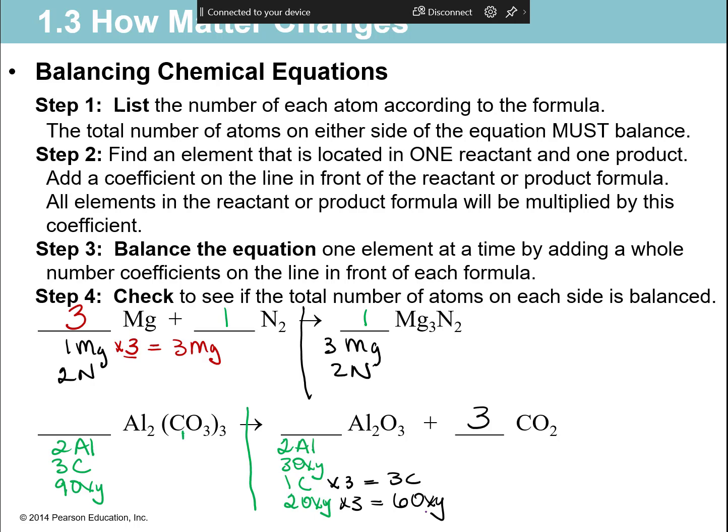So go back. I always go back and check. Aluminum still 2 and 2. Now carbon is 3 and 3. Now the total number of oxygen on the left is the total number of oxygen on the right. See how I have 3 oxygens in Al2O3 and 6 oxygens now in 3 CO2s? So if I add those together, do you see that this is 9 oxygen? So now those are balanced. So that's what I mean by balance the simple ones first. So this would get a 1 and that would get a 1.